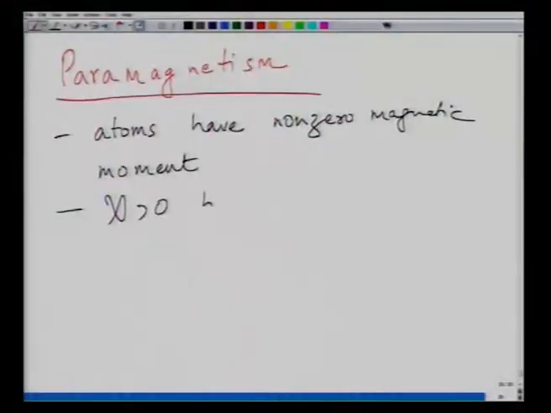So chi is a very small number, it's a positive number. So chi is greater than 0, but very small. It's of the order of 10 to the power minus 4 to 10 to the power minus 6. In fact, 10 to the power minus 4 is on the higher side.